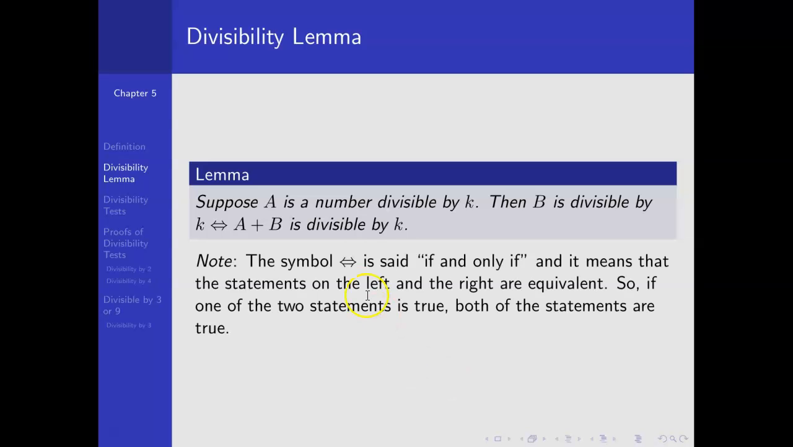So just a note here, that symbol with the arrow at both ends is said "if and only if," and it means the statements on the left and right are equivalent. So if one of them is true, so is the other one.